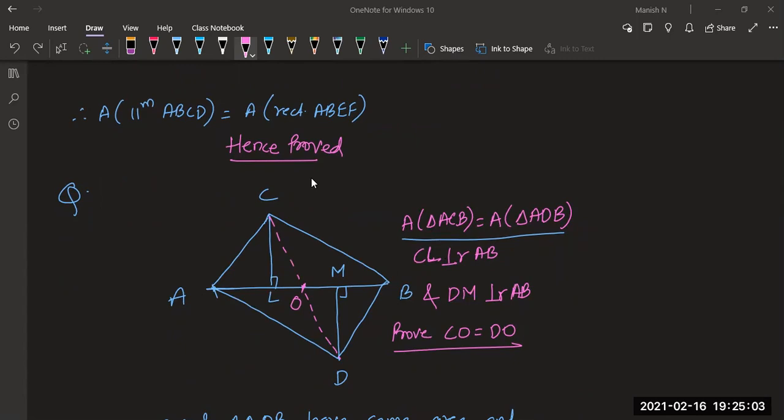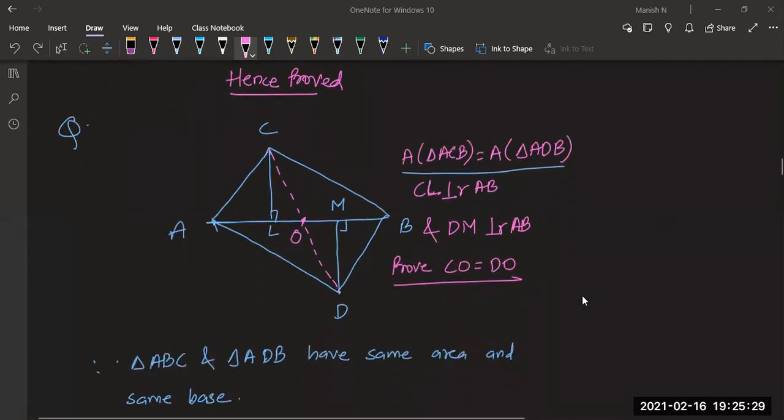And we are also given that CL is perpendicular to AB and DM is also perpendicular to AB. So CL and DM both are perpendicular to AB. Okay. We have to prove that CO is equal to DO. This is what we have to prove, right?